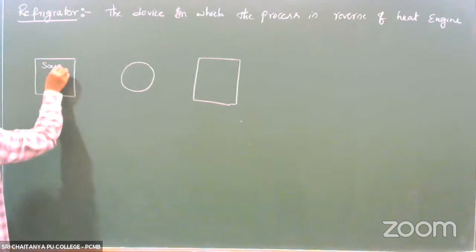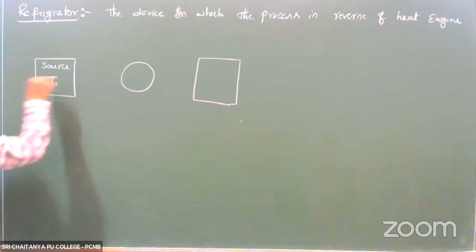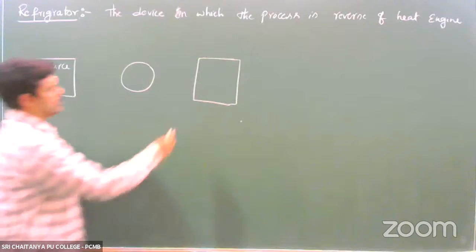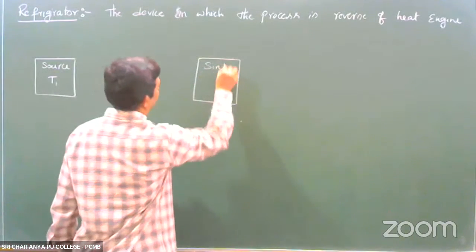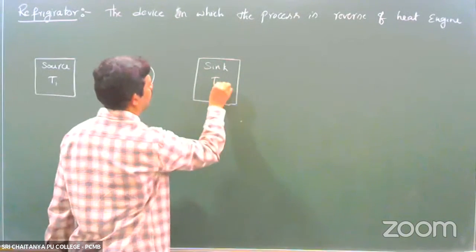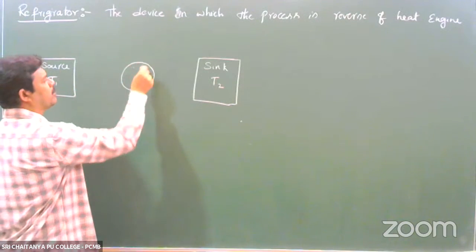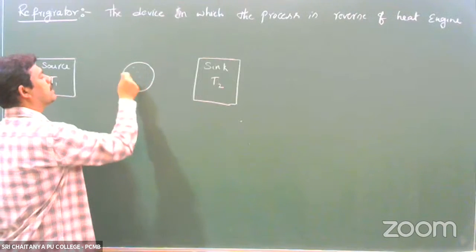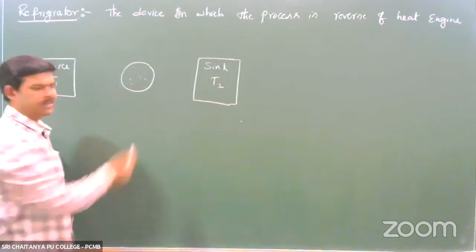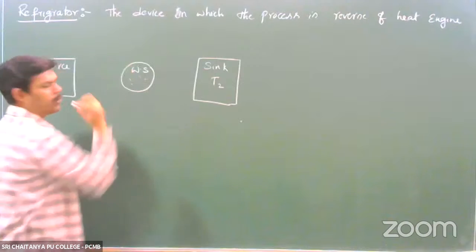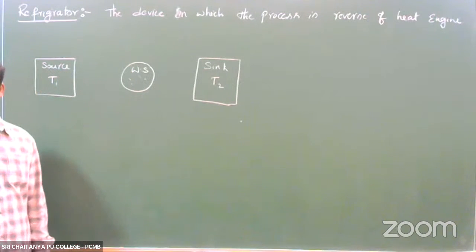Source, which is at high temperature. Sink, which is at low temperature T2. And here a gas, or a mixture of gas and liquid, is the working substance. Same.